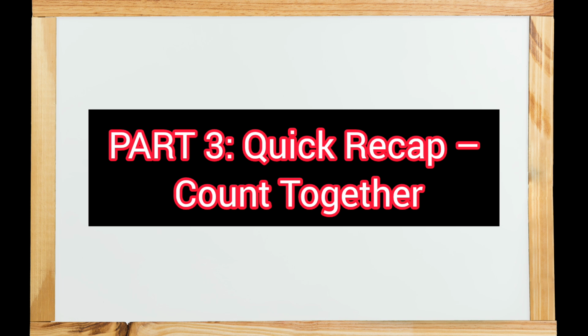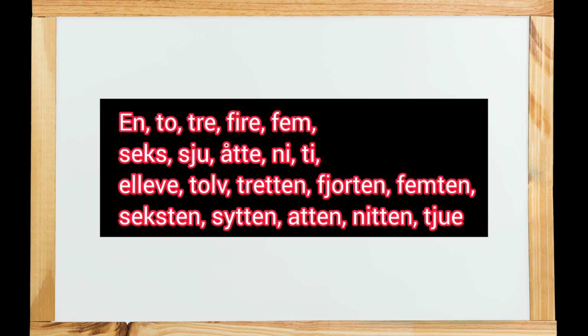Part 3. Quick recap. Let's count together from 1 to 20. Ready? 1, 2, 3, 4, 5, 6, 7, 8, 9, 10, 11, 12, 13, 14, 15, 16, 17, 18, 19, 20.